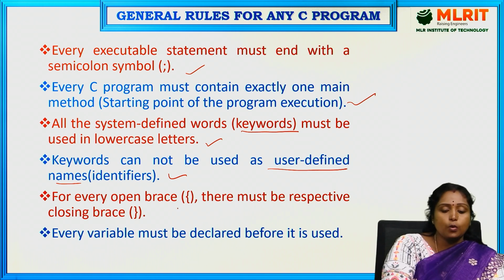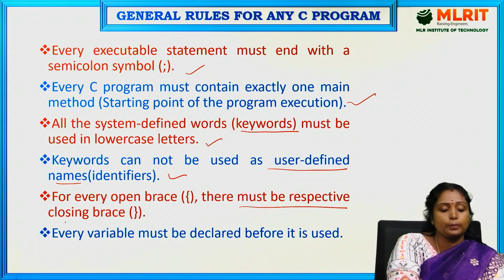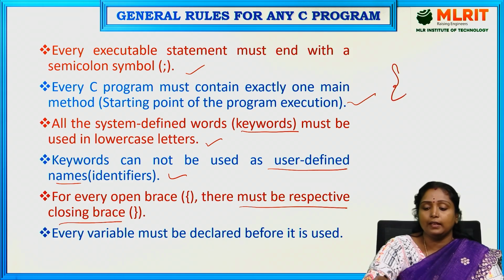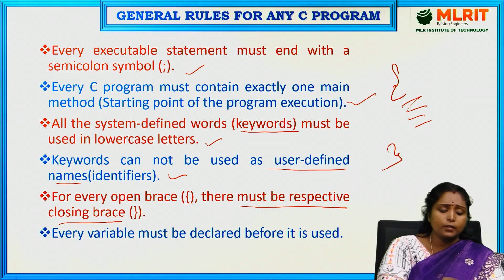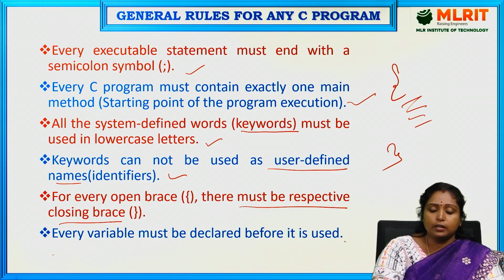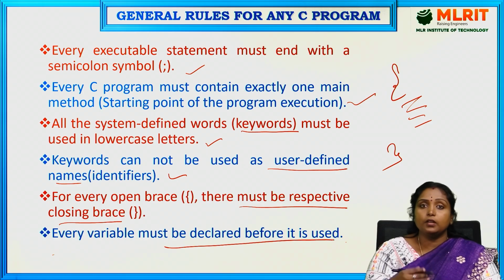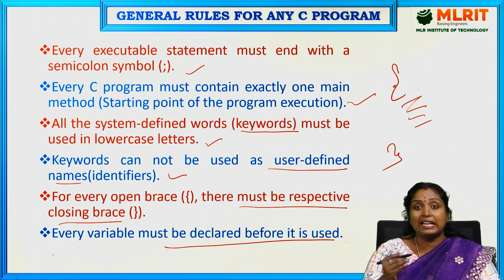And for every open brace, there must be a respective close brace. Whenever you open a brace, after completion of the steps, you have to close it somewhere. Every variable must be declared before it is used. Before using it, you have to declare a variable with a certain data type. So these are some of the general rules of C programming.